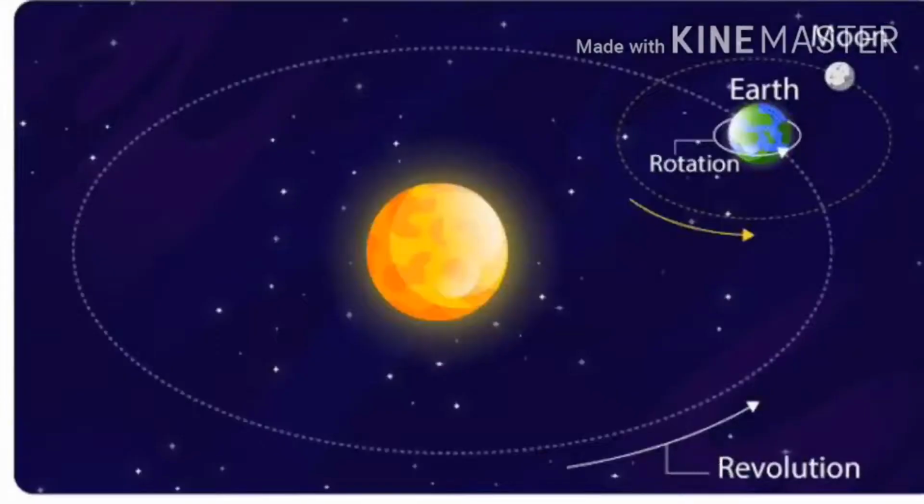The earth shows two types of movements: rotation and revolution. Both rotation and revolution play a very important part in our lives.